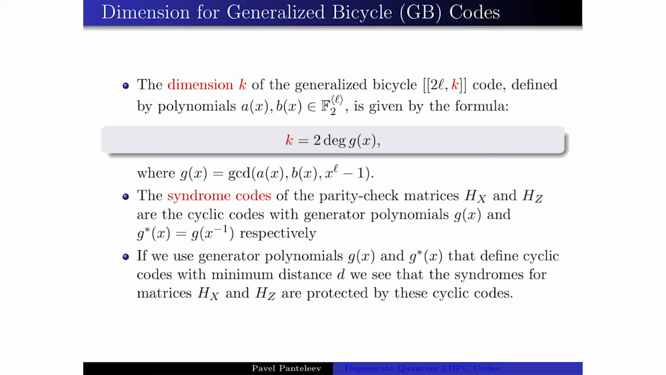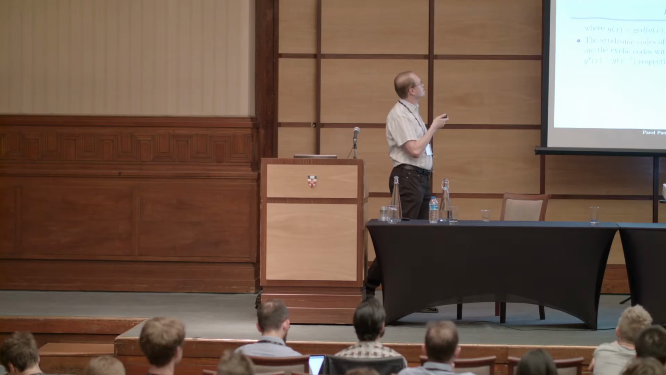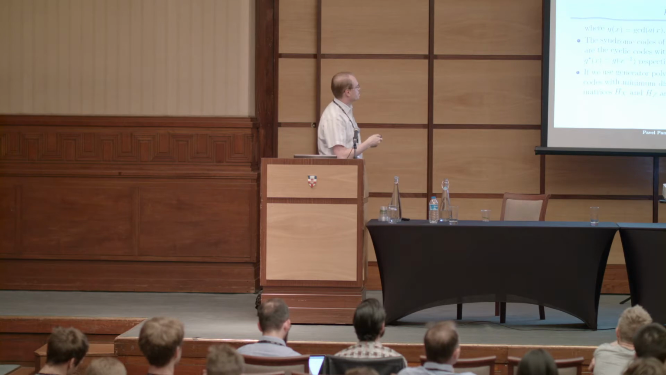Moreover, you can not only calculate the dimension, you can also find the structure of what we call the syndrome codes. The syndrome code is just the linear space of all possible syndromes, which form a linear code, and in fact, this linear code in this case is just a cyclic code, and the generator polynomial for these codes is defined by this polynomial g(x) that we use to design this generalized bicycle code.